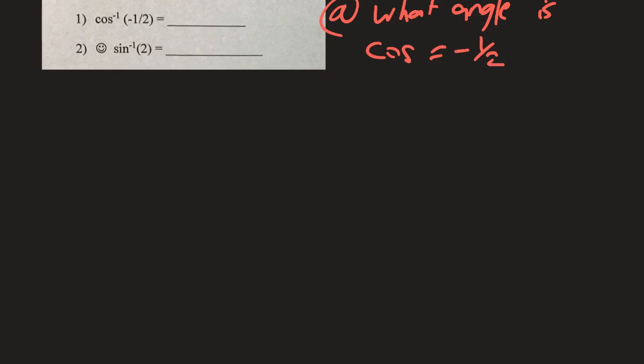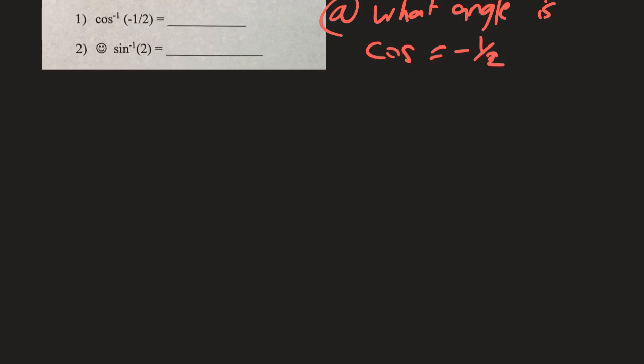Okay, so what we're going to do, we're going to look at the first one. It says cosine inverse of -1/2. So what does that mean? I'm asking you, where is cosine equal to -1/2? So at what angle is cosine equal to -1/2? Okay, so what does that actually mean, that it equals -1/2?